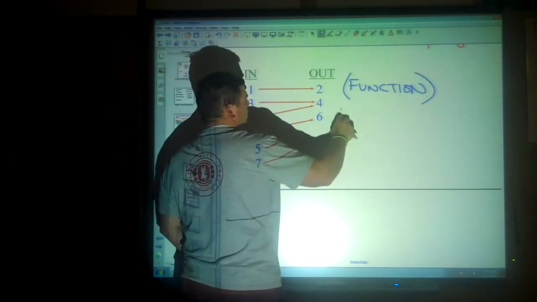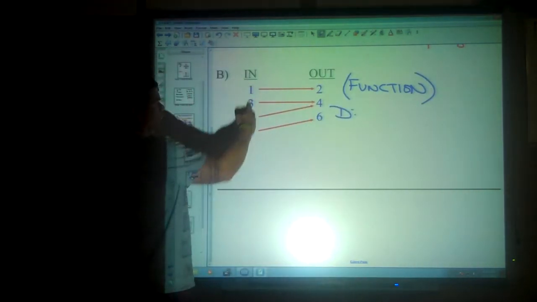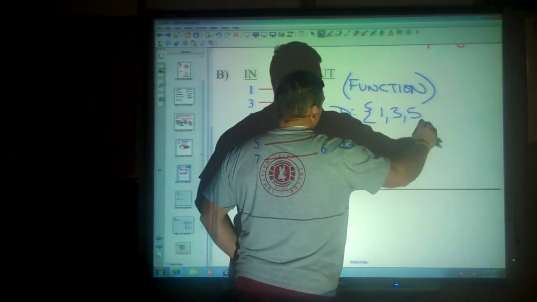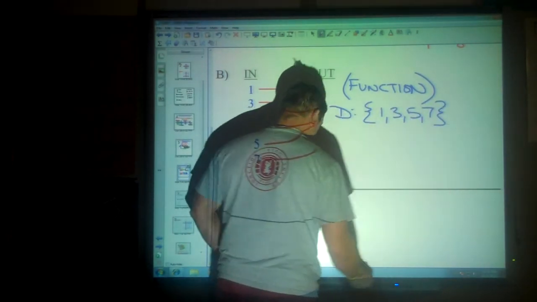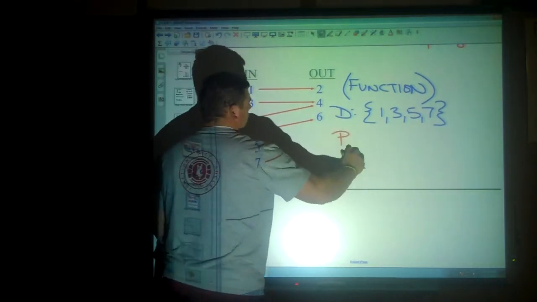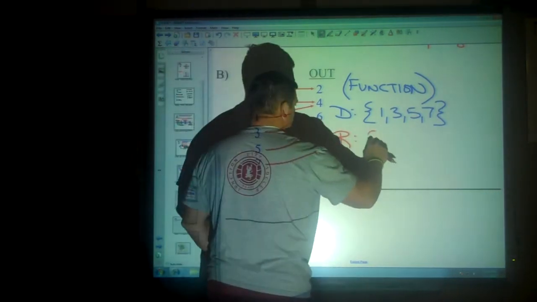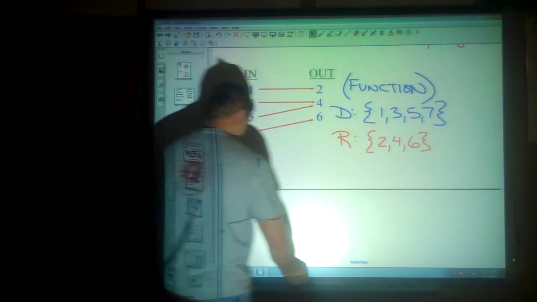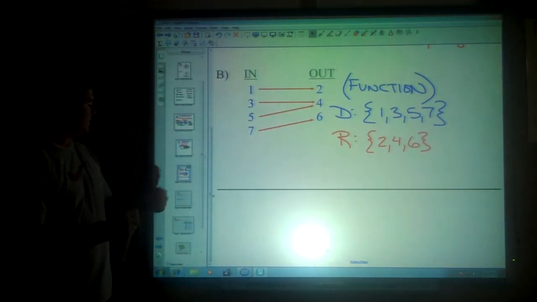And if we had to state the domain, it would be all the inputs: 1, 3, 5, 7. And the range would be all the outputs: 2, 4, 6. State the domain and the range if it's a function.